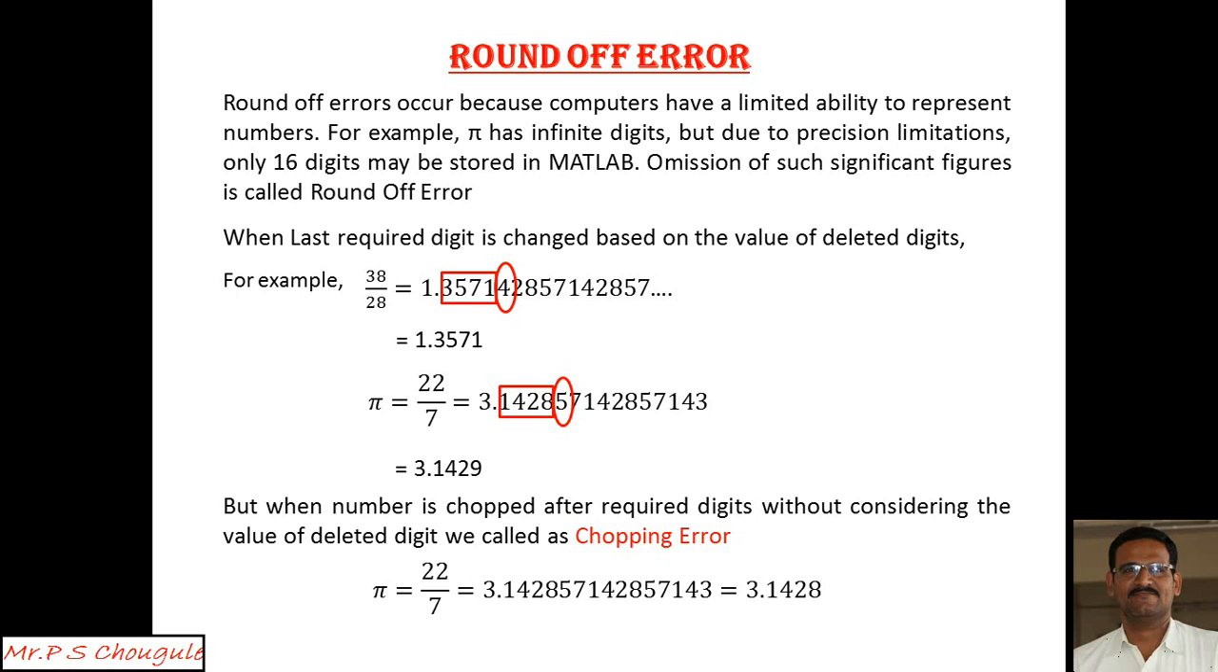So this is the basic difference between chopping error and round-off error. In round-off error, we change the digit if it is required, based on the deleted value. And in chopping error, we do not consider the deleted digits.